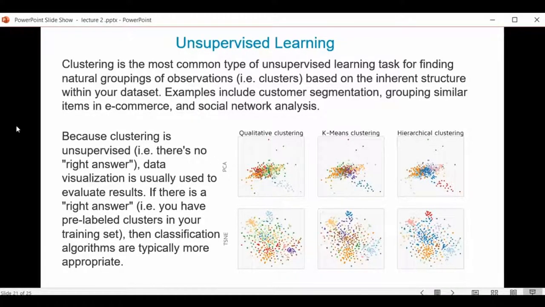And another kind of unsupervised machine learning approach used for visualizations is called dimensionality reduction. And those include PCA, principal component analysis, and t-SNE, a stochastic nearest neighbors kind of approach.